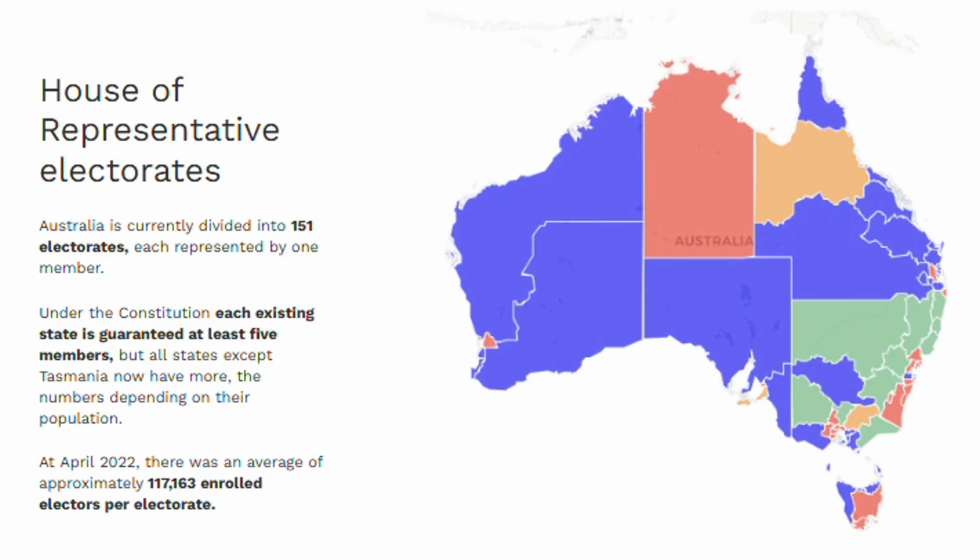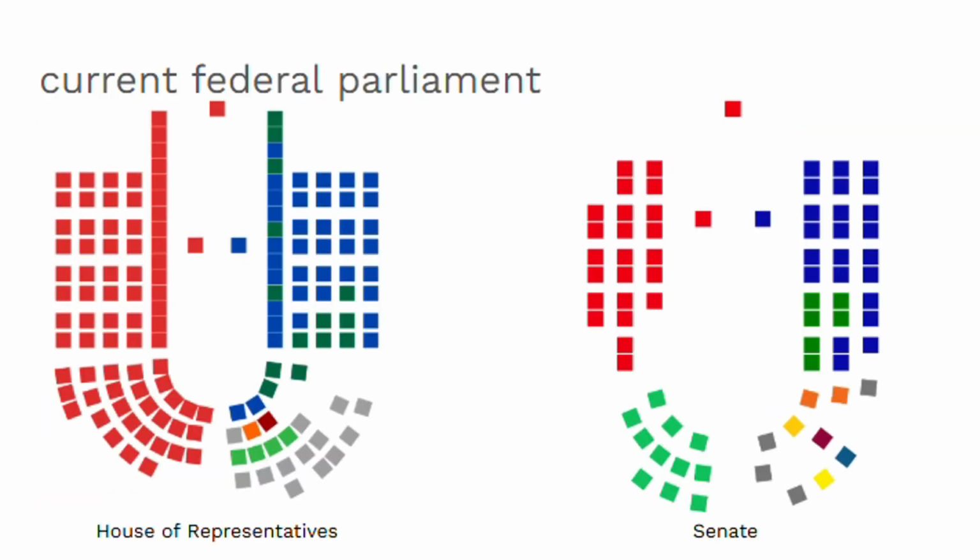And that really impacts the makeup of the House of Representatives, and you can see here how it looks. You can see all of the Labor, the red there, and the green, and the blue, which is the Liberal National Party. And then you've got your independents and Greens there.